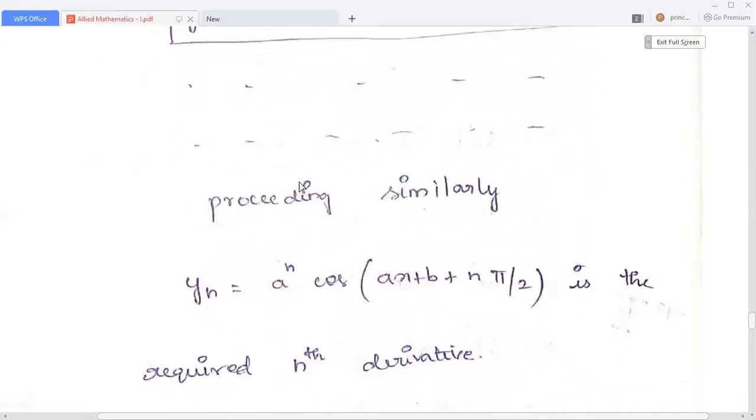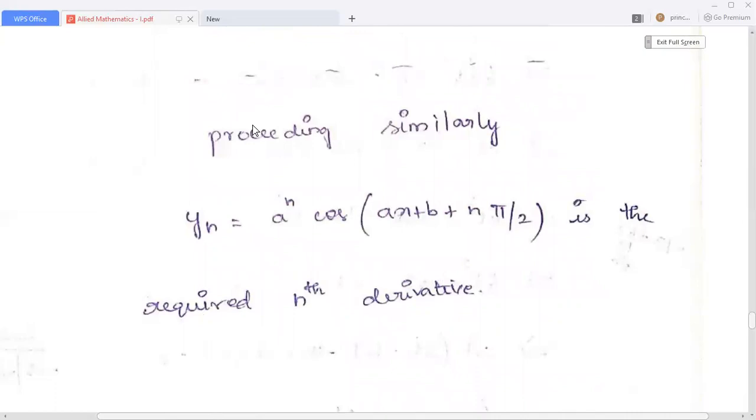So proceeding in this manner, we can obtain the nth derivative. So yn is equal to a power n into cos of ax plus b plus n pi by 2, which is the nth derivative.